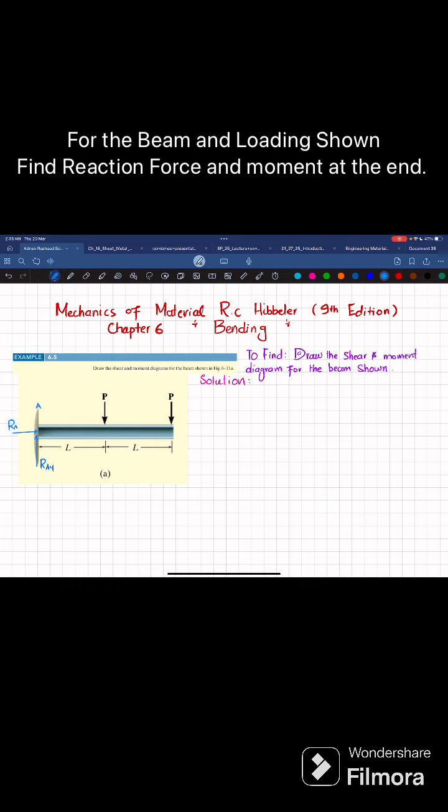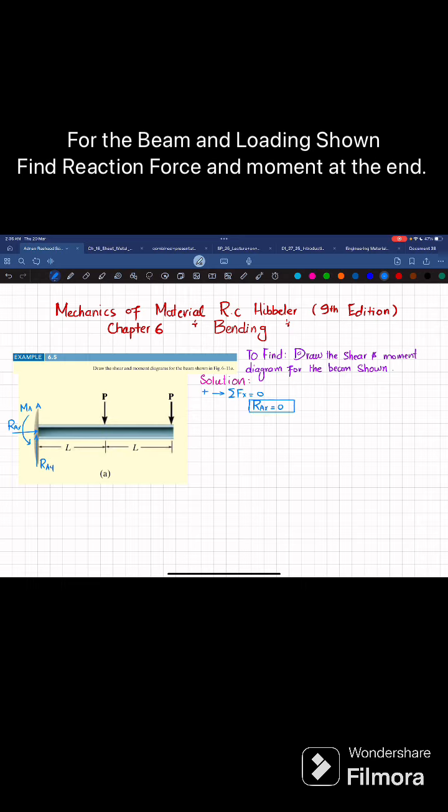Clear? And you will be having a moment that is MA at this point. Now we'll find this RAX, RAY and MA by using equations of equilibrium. So the first equation of equilibrium will be sum of all forces along x direction must be equal to 0, and force toward right is taken as positive. From this figure you can see only horizontal force is RAX. There is no other force, so it will be equal to 0. So it means that horizontal reaction force is 0.